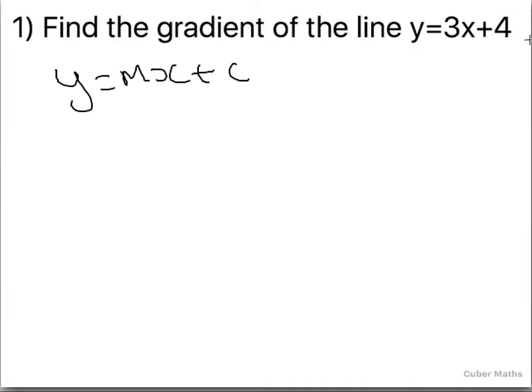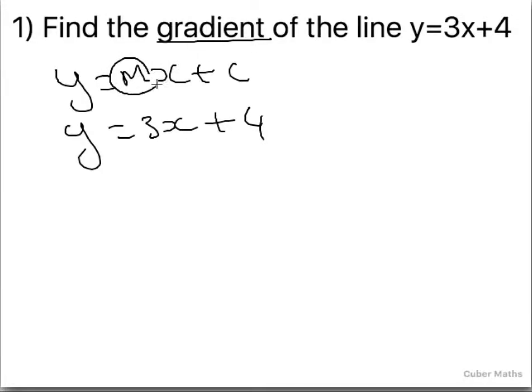So the first thing we need to do is write out our equation underneath this standard one. So we've got y equals 3x add 4. And our bit of importance is the gradient. And like I said before, the m is the gradient. So in this equation, our m is our 3. So our gradient for our equation y equals 3x plus 4 is 3.